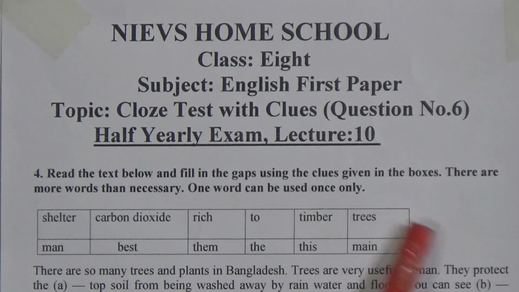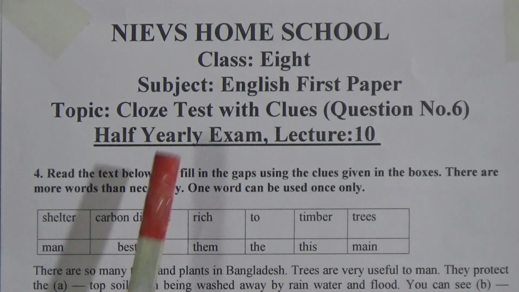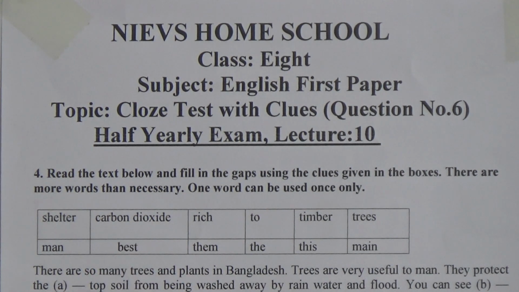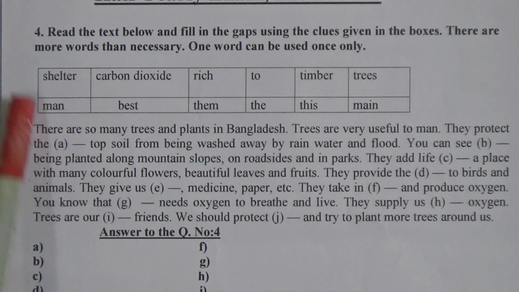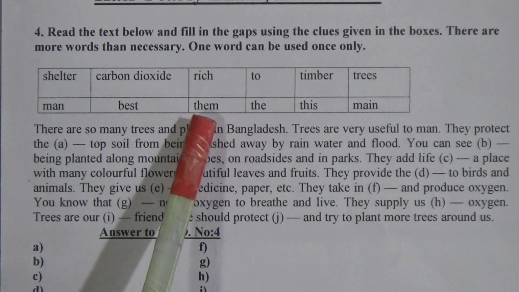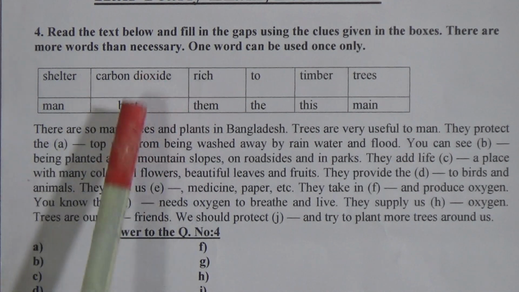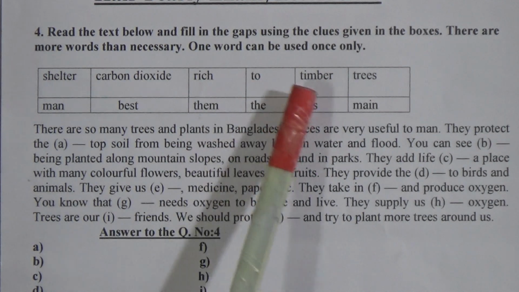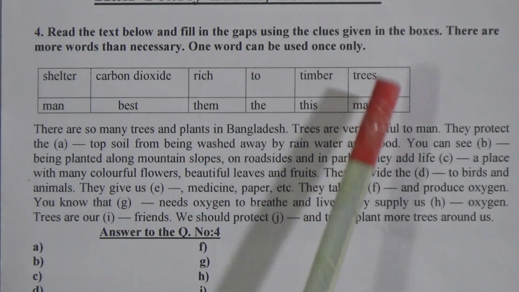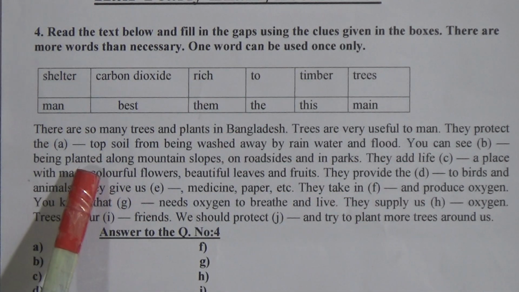So you can see in the box there are some words given for you. You have to choose the best word for the gap, and you have to fill these gaps with appropriate words. So first I'm going to say the words that are given in the box. Shelter, man, carbon dioxide, best, reach, them, to, the, timber, this, trees, me. Now we will read the passage and we'll fill the gaps.